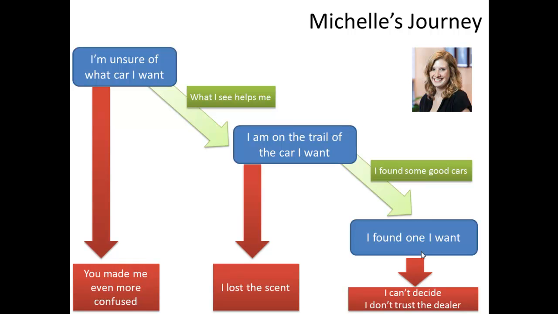And so I looked at what I know about Michelle, and I also looked at the general nature of a user journey, and I proposed these three stages. Now, at each stage there's a good result and a bad result. The bad result is drop off. The bad result is I'm out of here. I'm away. So I'm unsure of what car I want, and you may be even more confused.